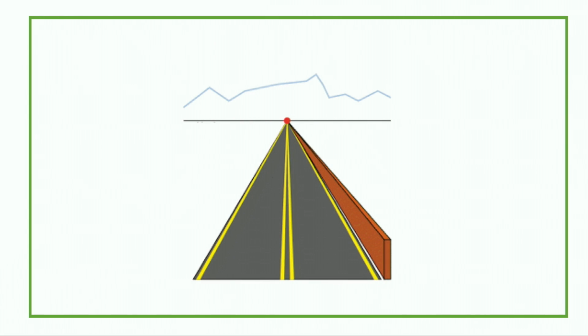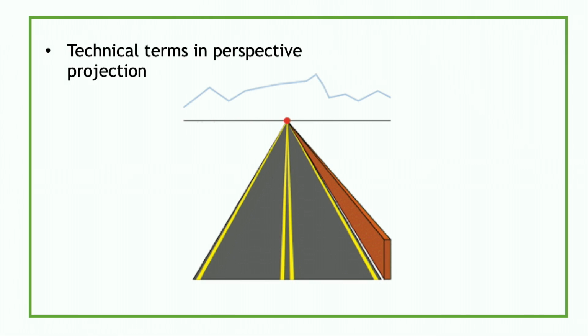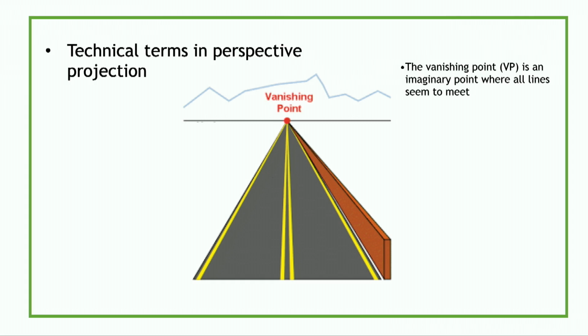There are various technical terms commonly associated with perspective projection. The first one is vanishing point. The vanishing point, or VP, which has been shown here by a red dot, is an imaginary point where all receding lines seem to meet. It is also known as the center of vision.